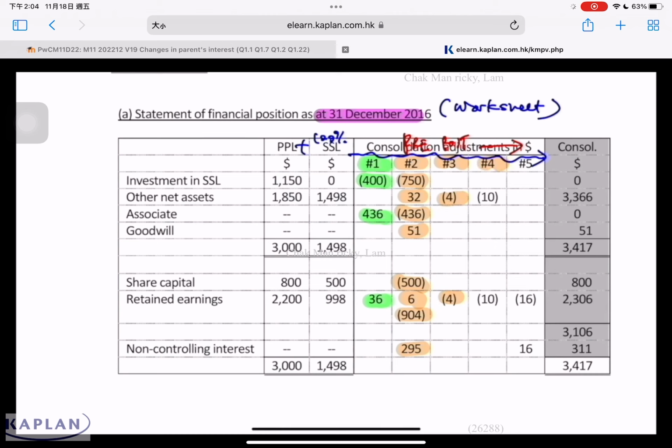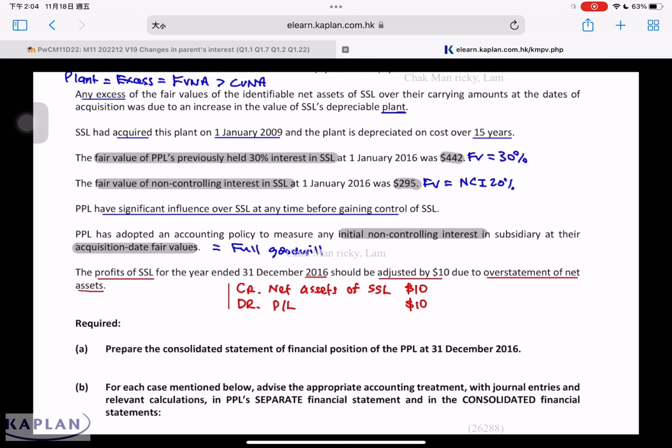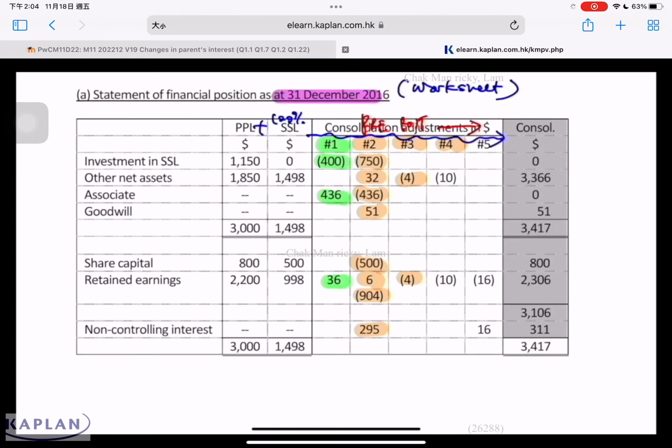Entry number 4 is to adjust for the error. Entry number 4. The assets of the subsidiary were overstated by $10. Reduce the assets, charge this loss to P&L. Entry number 4. Reduce the assets, debit to P&L. The last entry is to account for NCI.